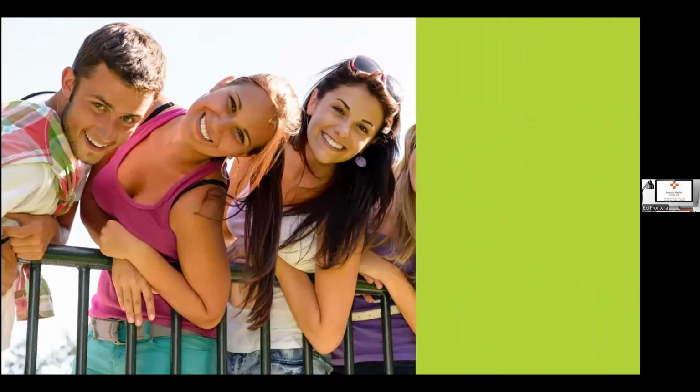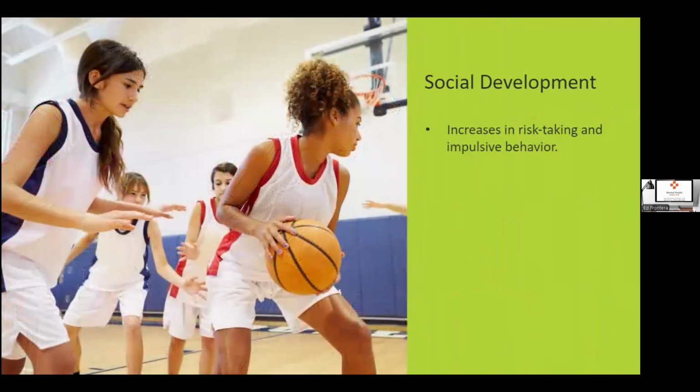Let's talk about changes in social development that are common in adolescence. It is common for young people to have an increase in risk-taking and impulsive behaviors. However, not all risk-taking behaviors are necessarily dangerous. For example, for some young people, trying out for a play or a sports team may be an example of a risk-taking behavior. For others, risk-taking behaviors may involve experimenting with substance use.